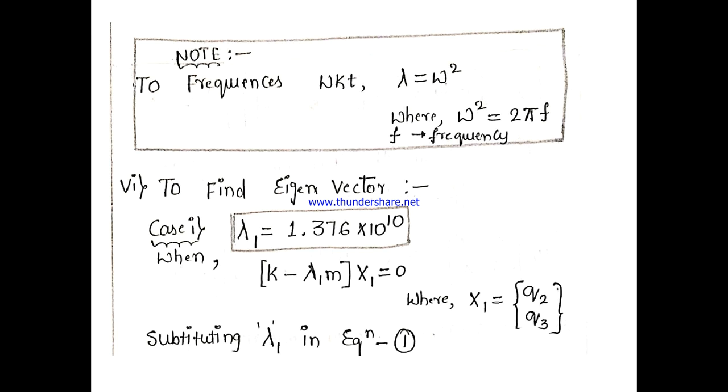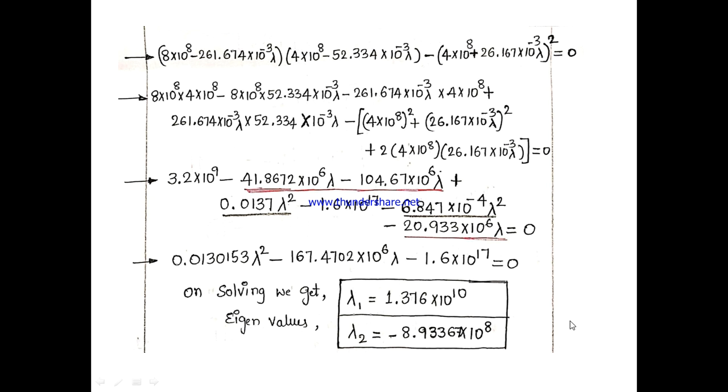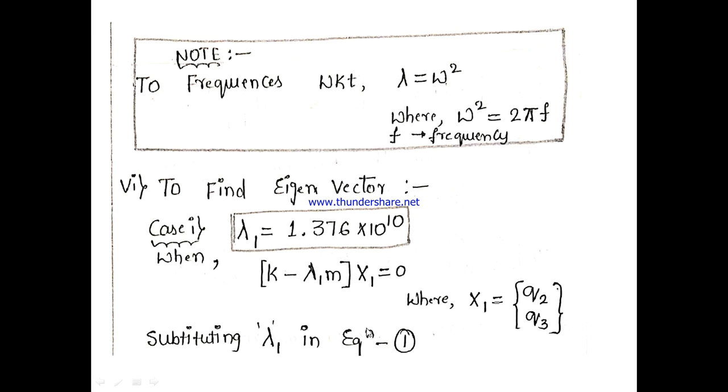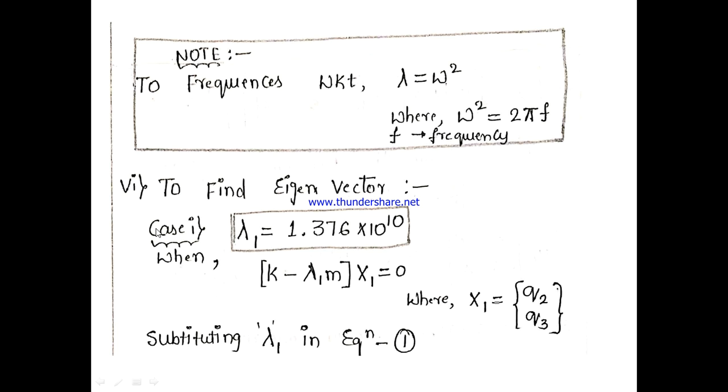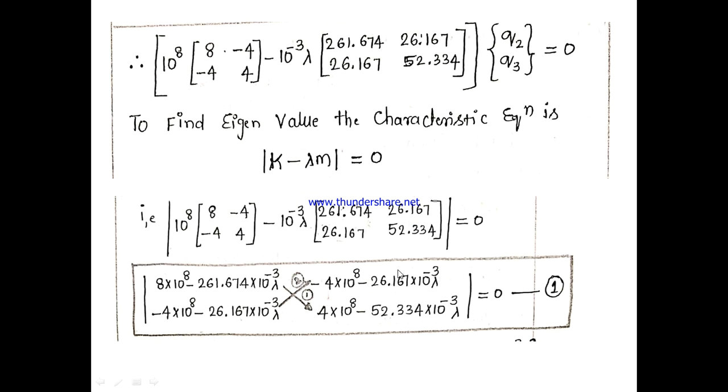But our given data is set to find eigenvalues and eigenvectors. So now I have found the eigenvalues lambda 1 and lambda 2. Now I am going to find the eigenvectors. To find eigenvectors I need an eigenvalue, but I have two, lambda 1 and lambda 2. So I will consider case 1. First I will consider lambda 1 equal to 1.376 into 10 raised to 10. So here we have this equation, isn't it?